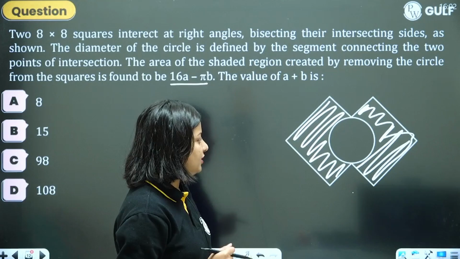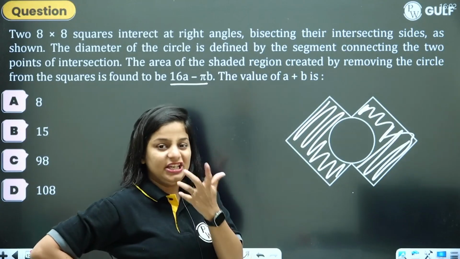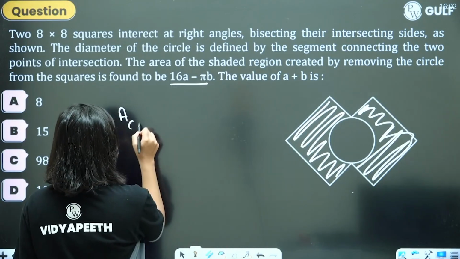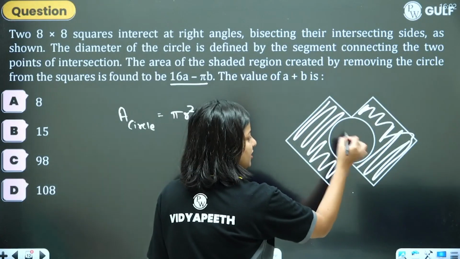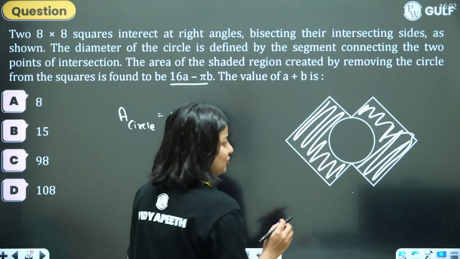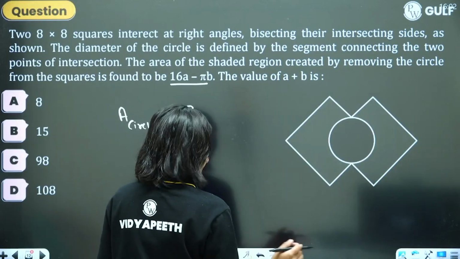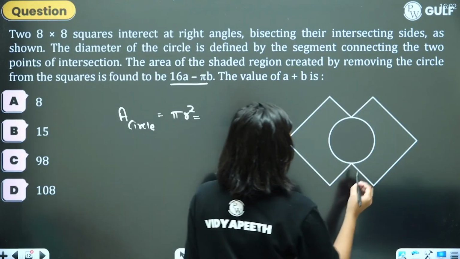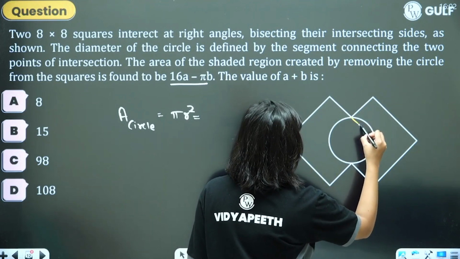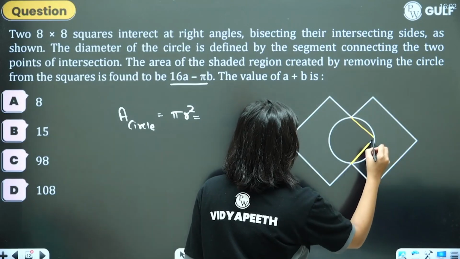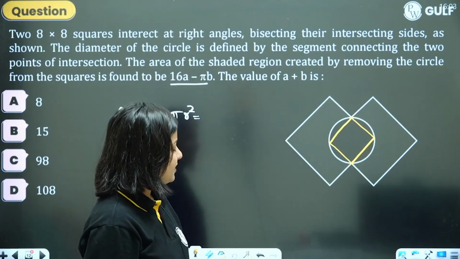But before that, before I find the area of the shaded part, isn't the area of the circle important? We need the area of the circle, and the area of the circle is pi r square. Radius, what will be the radius of the circle? Now for this, look kids, the radius of the circle. Notice. Looks something like this, right?